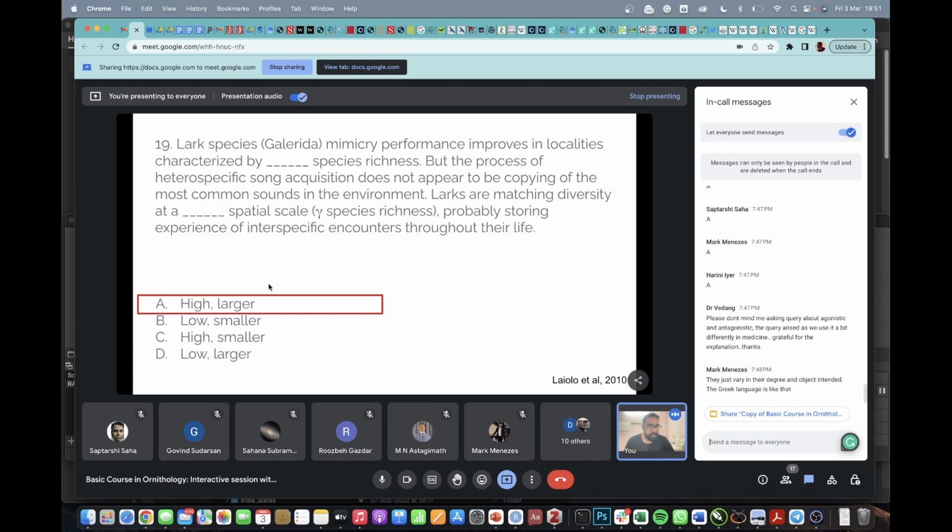They just vary in the degree of objective. Okay. I hope people got this question. Any doubts about this?